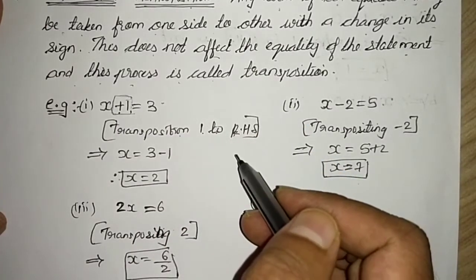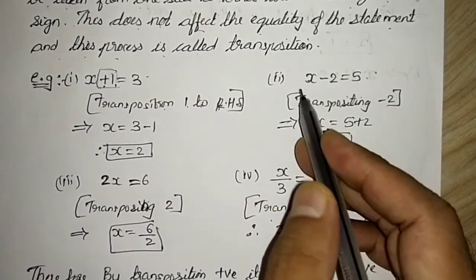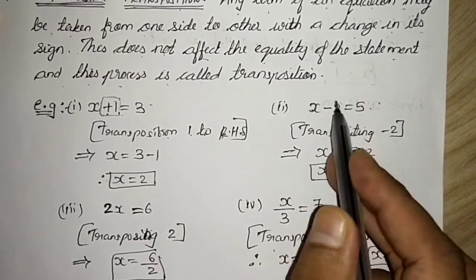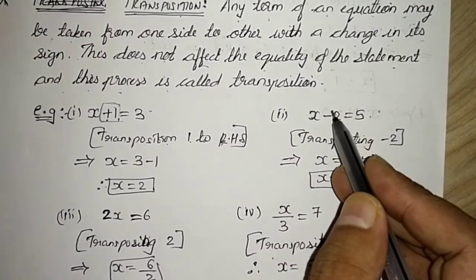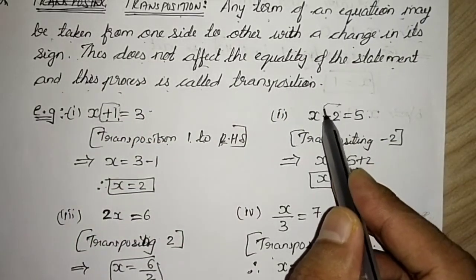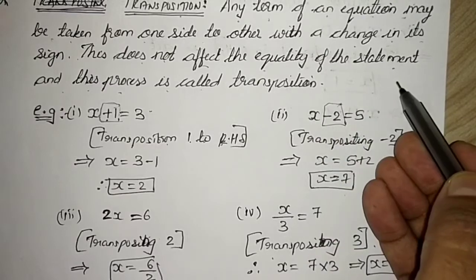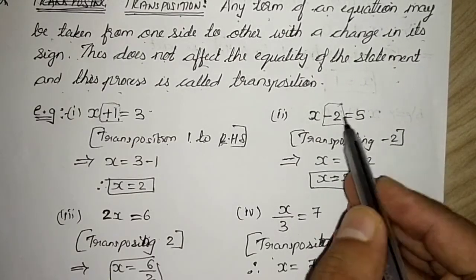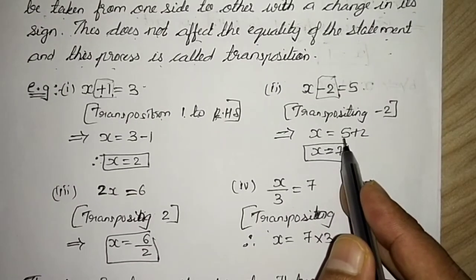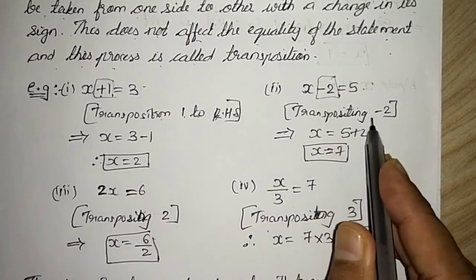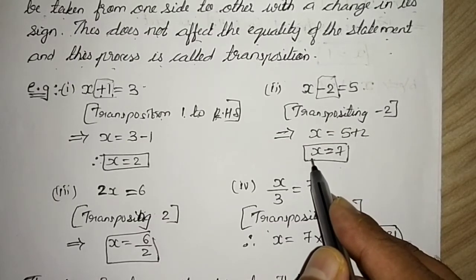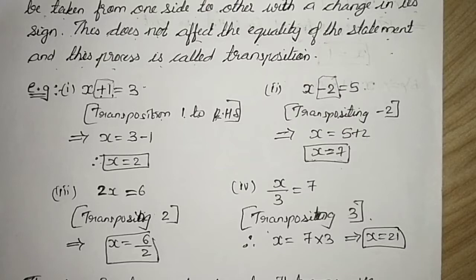This is called transposition. Same way, let me take another example. x minus 2 is 5 is one equation. Any term of an equation may be taken from one side to the other side with a change in its sign. I am taking minus 2 to that side, so it will become plus 2. Transposing minus 2, it will become plus 2. So we will get x is equal to 7.